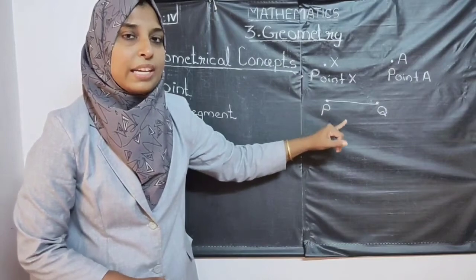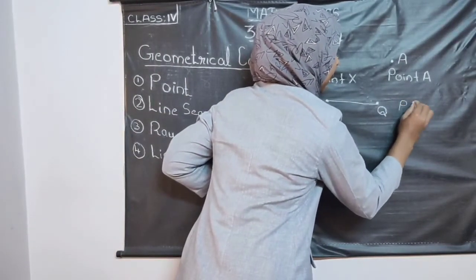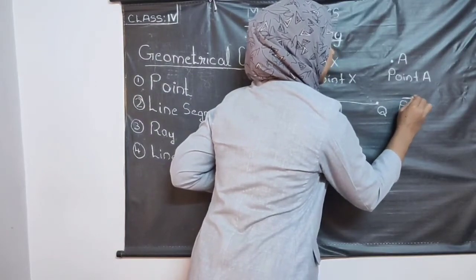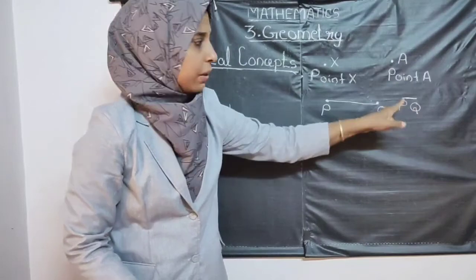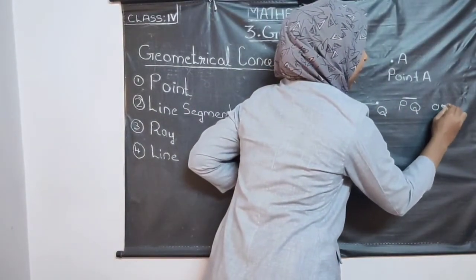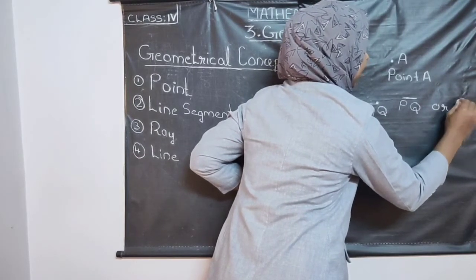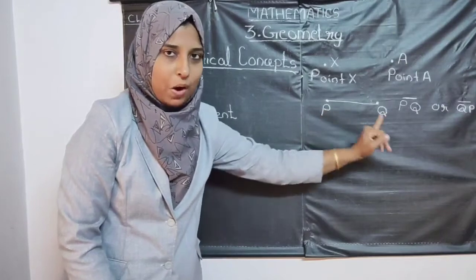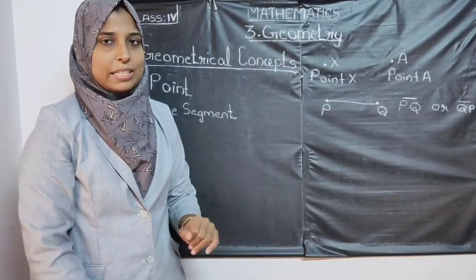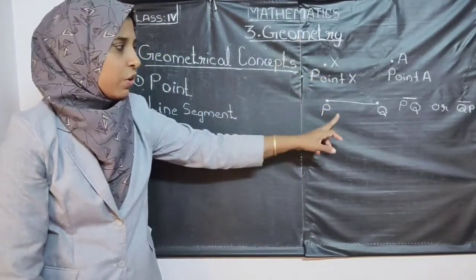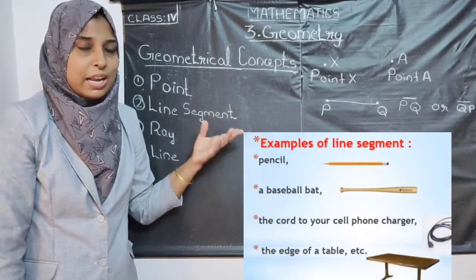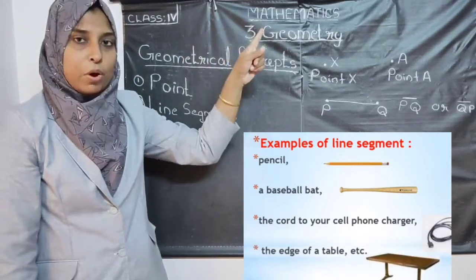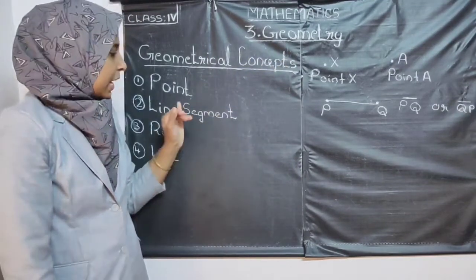Next, how can we denote this line segment? We denote it as PQ, and over these letters we draw one straight line. This is how we represent line segment PQ. Or we can write line segment QP. PQ or QP, both ways we can write. It has 2 end points and it can be measured. Understood? So we studied what is a point and what is a line segment. For example, edges of tables and sides of a blackboard are examples of line segments.